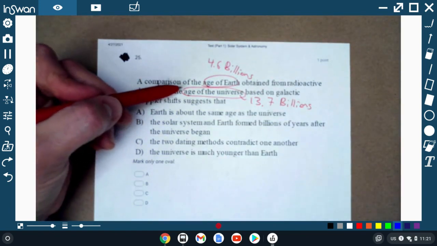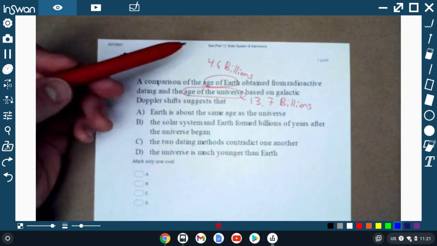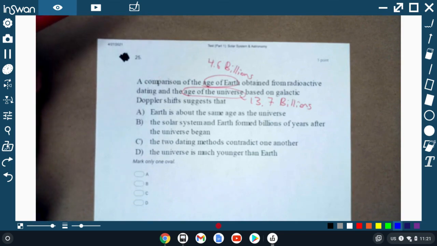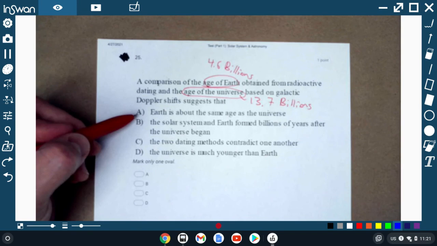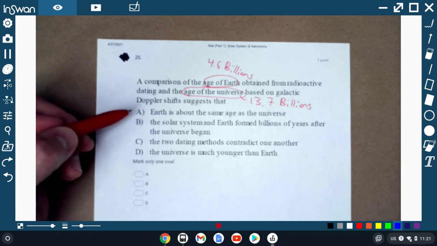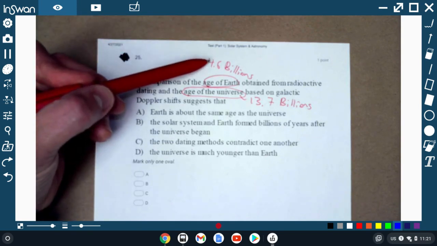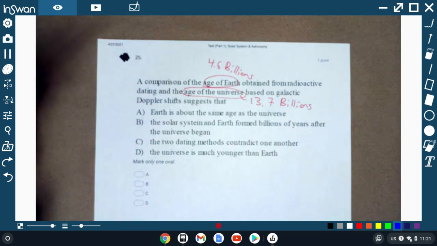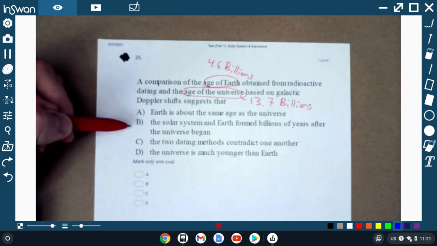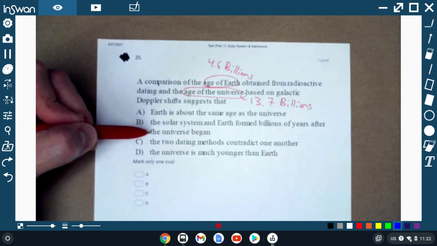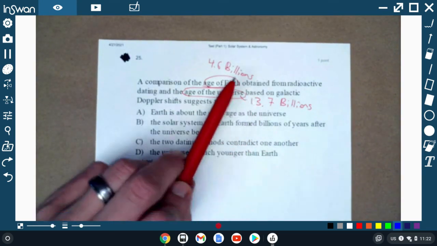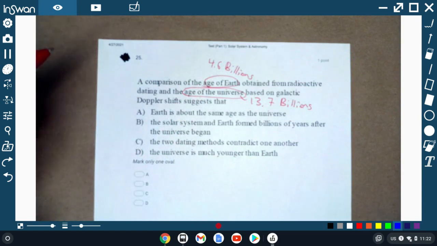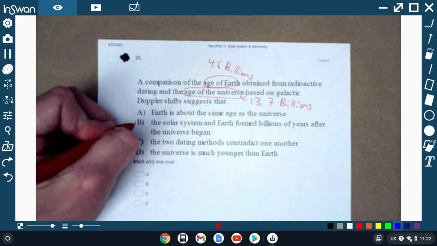Well, the universe. So that means the universe had to form first, and then the Earth formed after that. So a long, long time ago, the universe came about. Earth is about the same age of the universe? No. You could look right in your notes. 4.6 is not the same as 13.7. The solar system and Earth formed billions of years after the universe began. Well, that makes sense. The universe started 13.7, and then 4.6 billion years ago, we had the Earth. So that's a good option.